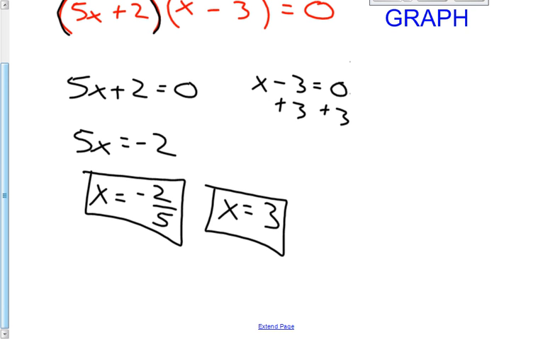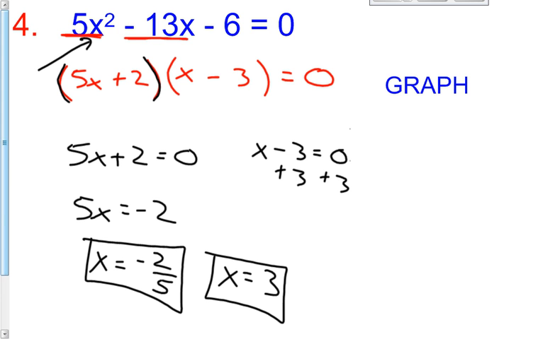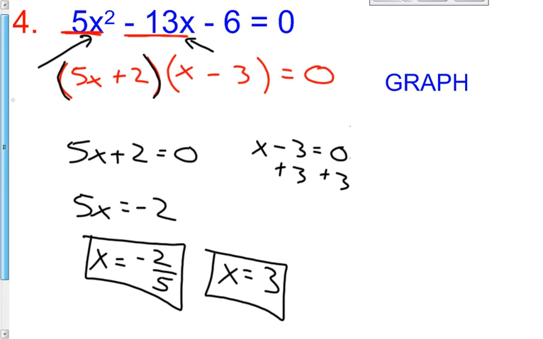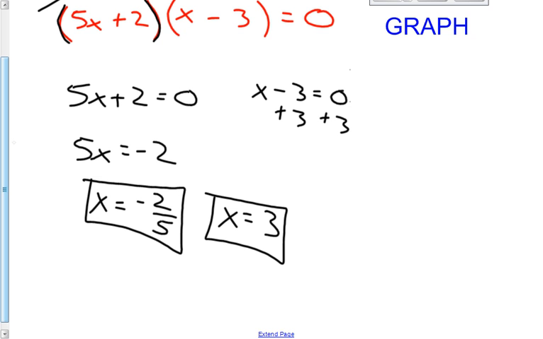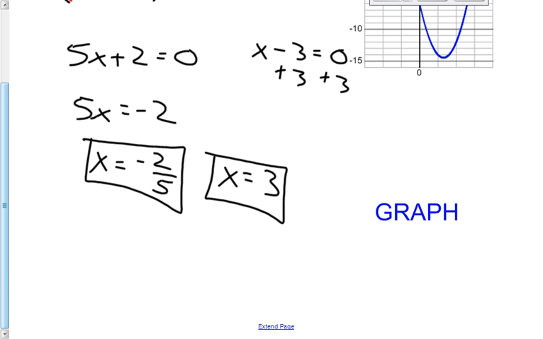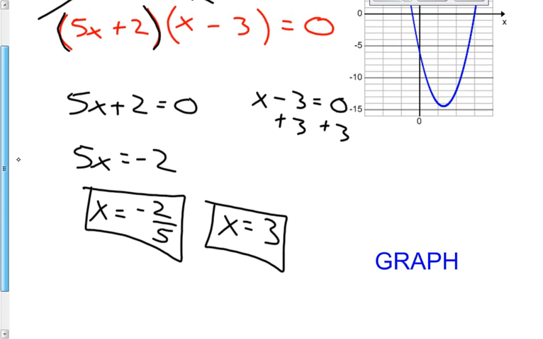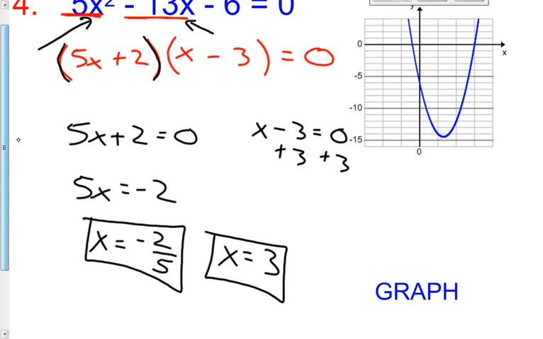So class, if you want to, you could substitute them back in for x, and you would get 0 equals 0. Another thing you found is that the graph crosses at a negative 2/5 and crosses at a positive 3. Right here, negative 2/5. Here's my origin, 0, 0. So it crosses at a negative 2/5, and it crosses at a positive 3.